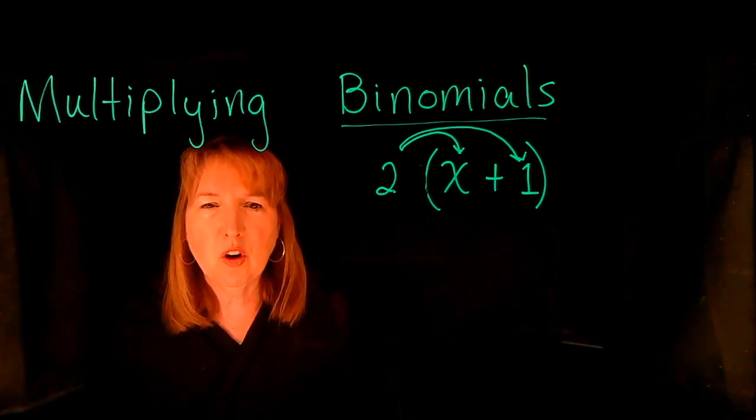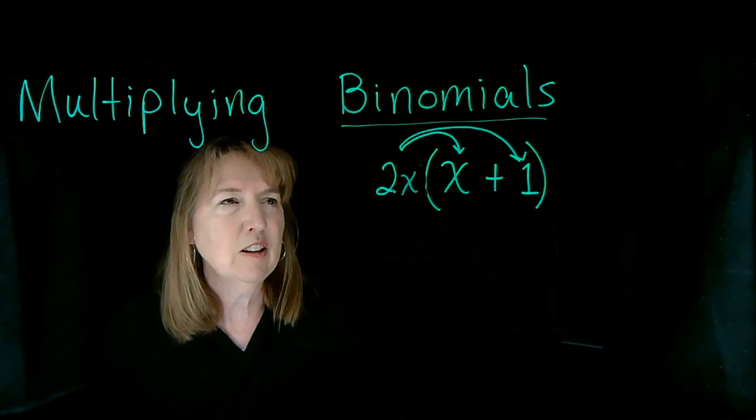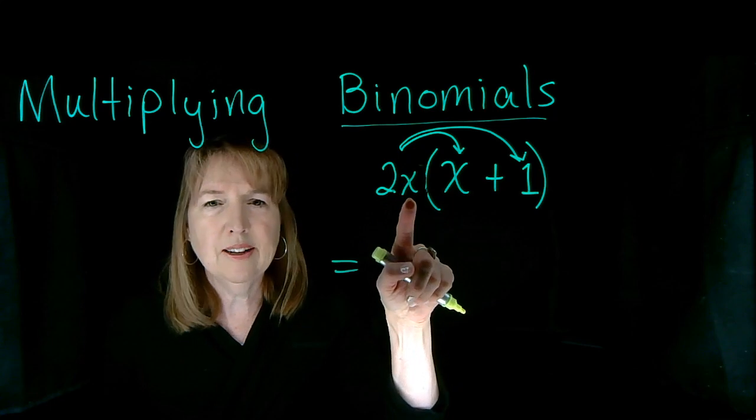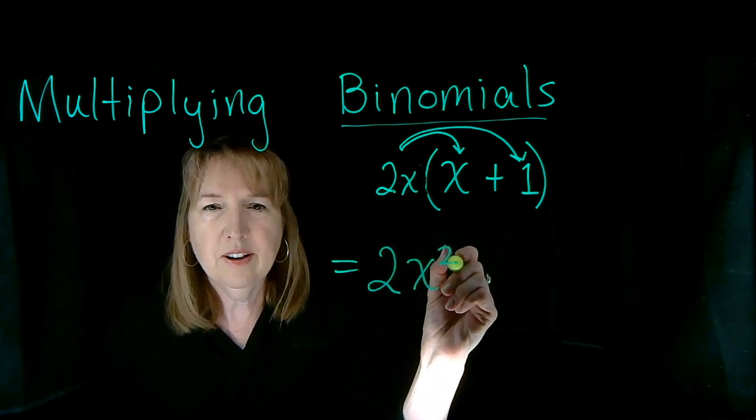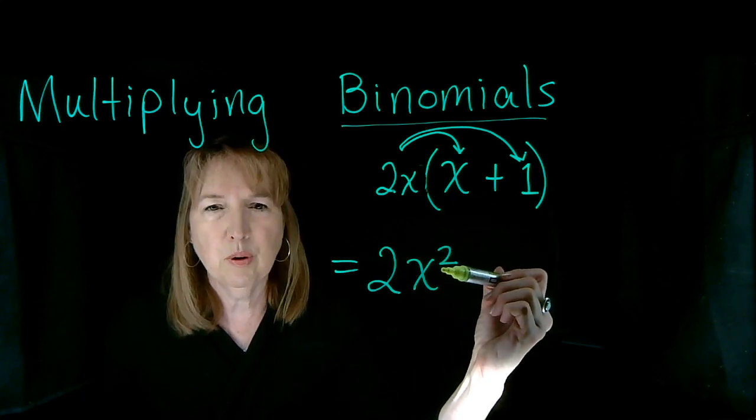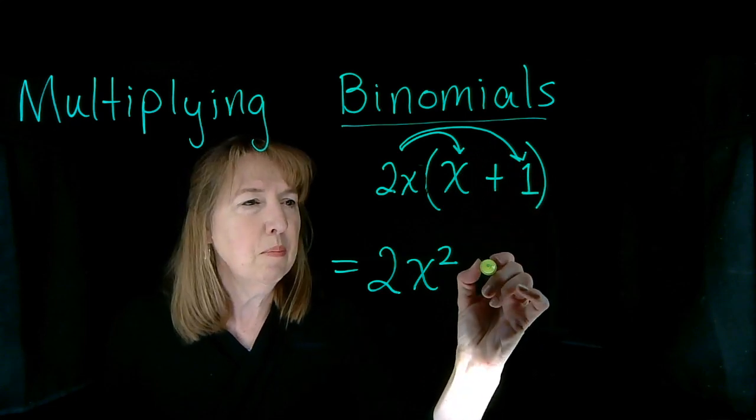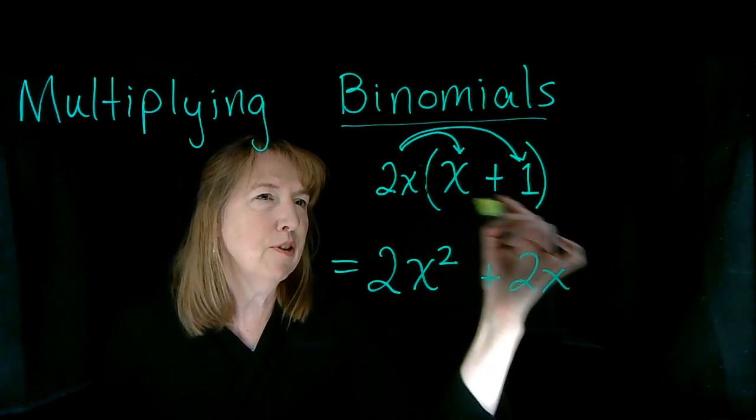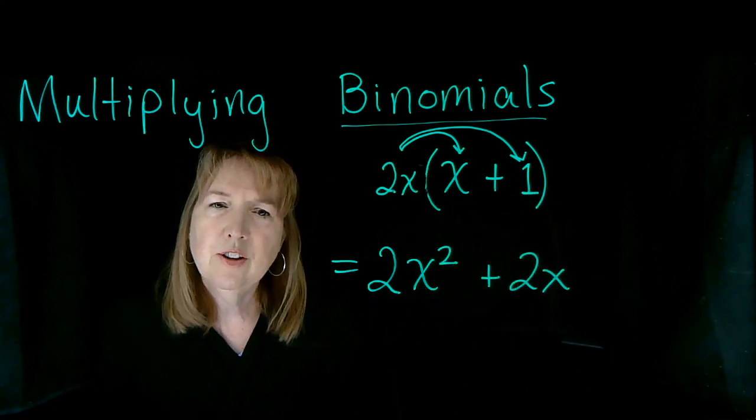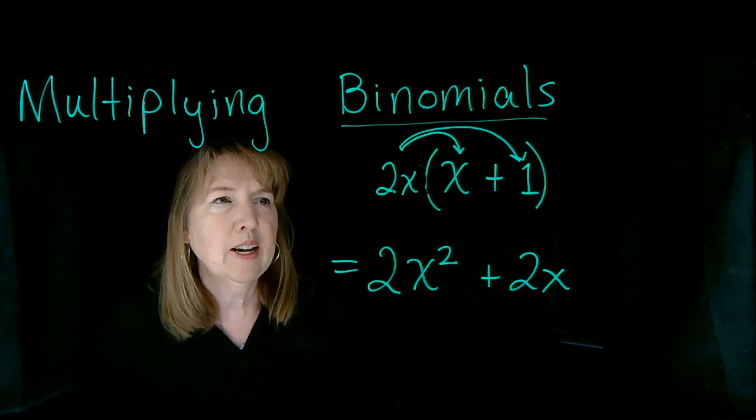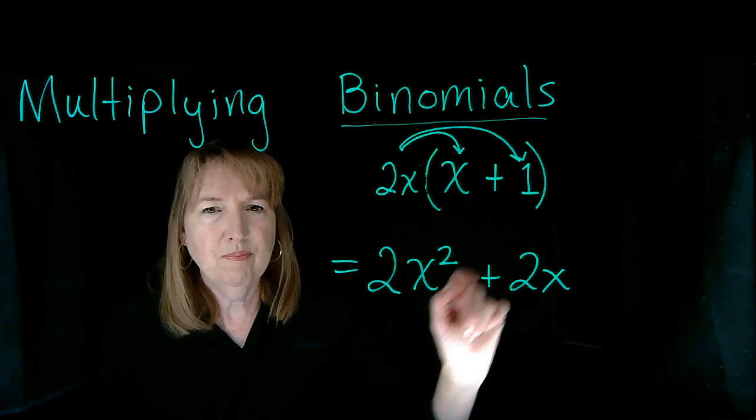Imagine something a little more complex. Maybe there's another variable here. Let's try it. 2x times x, well, that's 2x squared, and that's because x times x is x squared. And then 2x times 1 is a positive 2x. Whenever you multiply something by 1, it doesn't change it. There's our answer to this problem. Again, you're taking the monomial on the outside and distributing it.